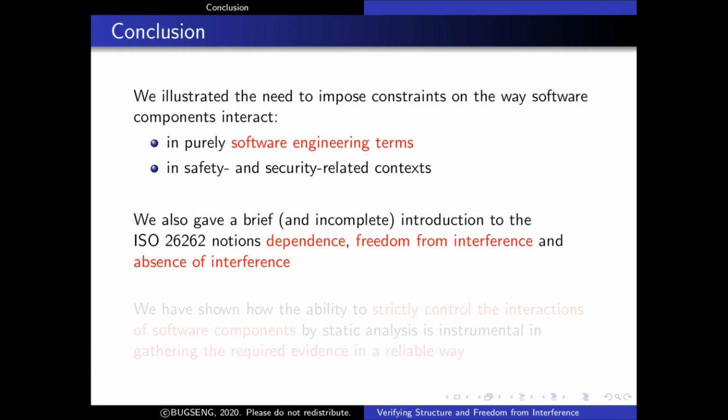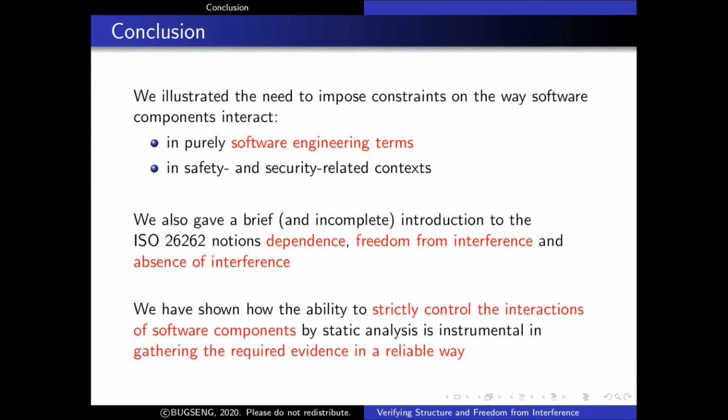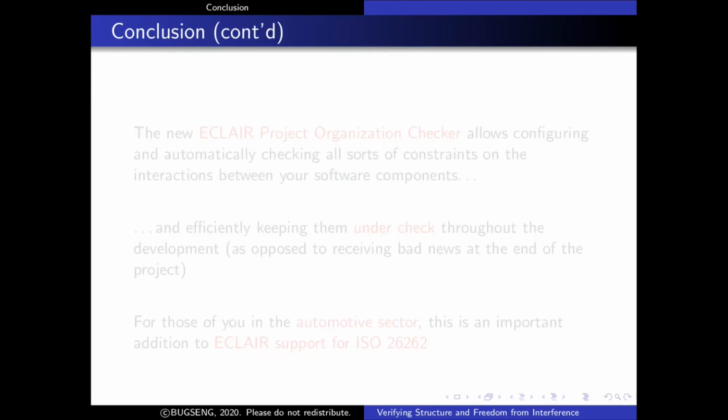One complication some of you may have noticed is that freedom from interference is not the same thing as absence of interference. There is a subtle difference between the two concepts. And we have shown how the ability to control the interaction by static analysis is instrumental in gathering the evidence you need to prove independence and freedom from interference and absence of interference in a reliable and completely automatic way.